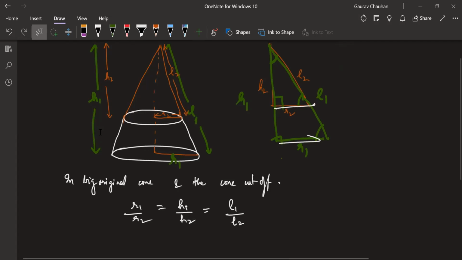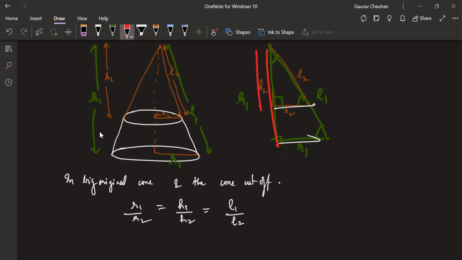Please note, none of these measurements is directly the height of the frustum. This is the full height. This is this height. What is the height of the frustum? How will I get the height of the frustum? Can someone tell me? Yes, Tulsi. Perfect. Height of the full cone minus height of the top cone. That is this much part. This is the height of the frustum. How will I get the slant height of the frustum? Same, L1 minus L2.